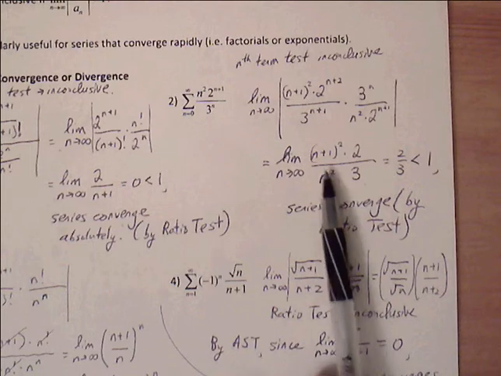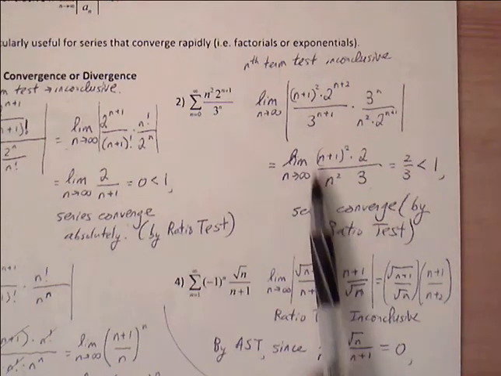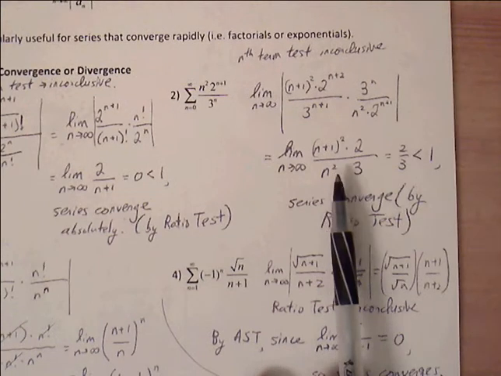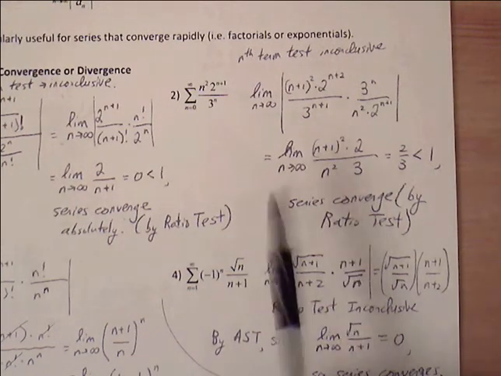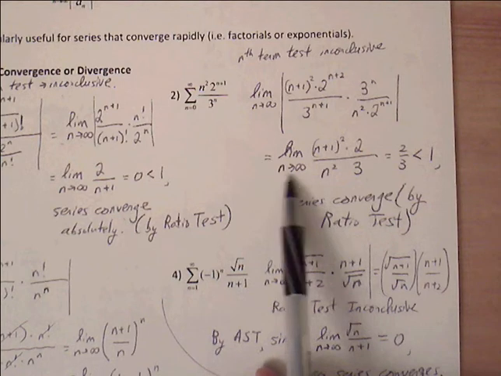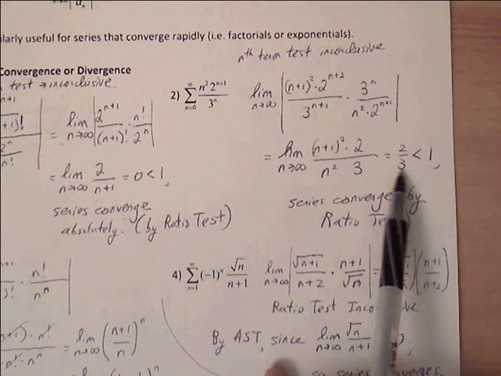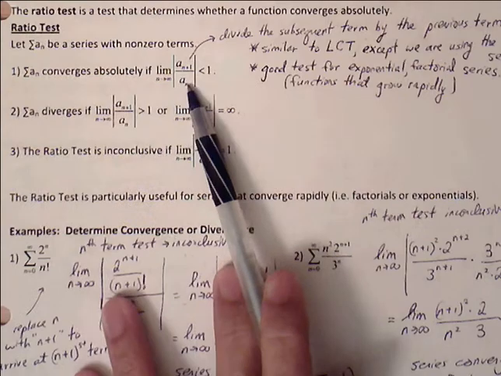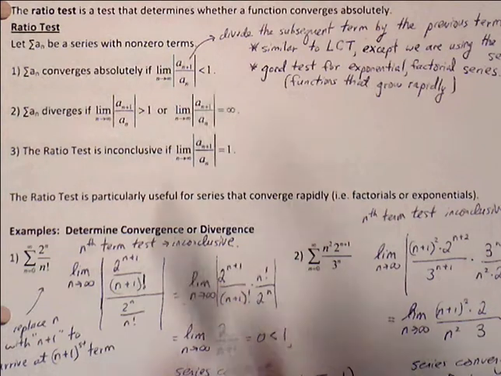And we see that we can expand this out to be n squared and this n squared as well. The degrees are the same. We can just take the ratio of the leading coefficients as n approaches infinity, which is 2/3. So 2/3 is less than 1, and less than 1 means that, again, our series will converge absolutely because of the ratio test.